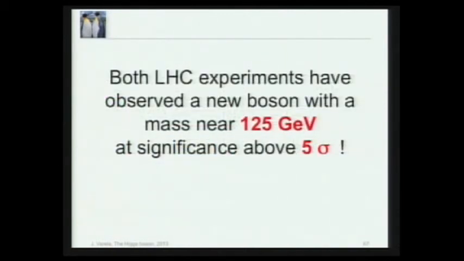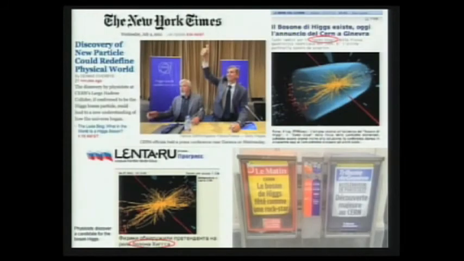So here it is. Both LHC experiments have observed the new boson with a mass near 125 at a significance above 5 sigma. And then we have so big news. So this was announced in all the media in the world. Here, this guy here is the DG of CERN, the Director General, and this is the spokesperson of CMS. I work with this guy.